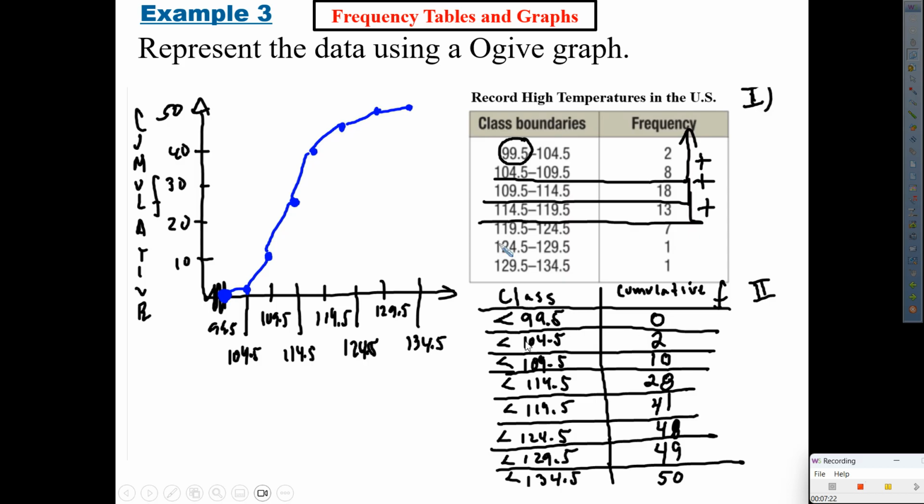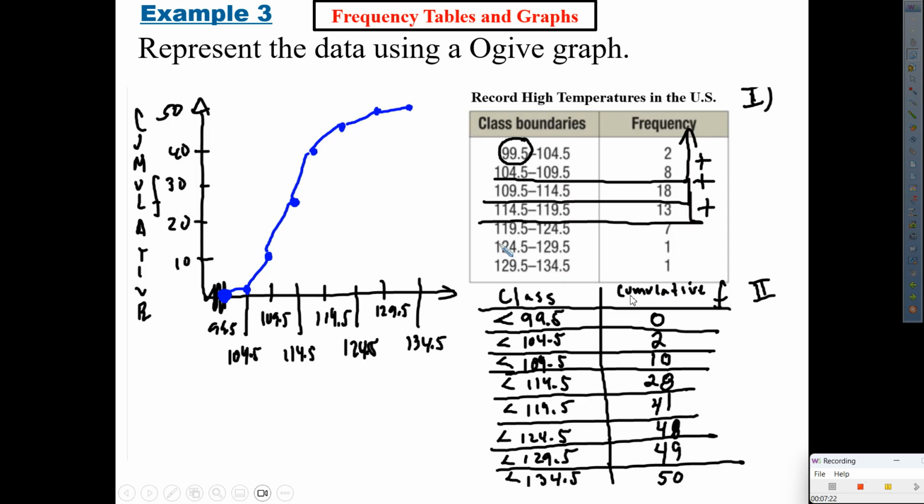Next one, 104.5. Here it is, 104.5. What was the frequency below 104.5? It is 2, that's why I wrote 2. Next, 109.5. 109.5 is right here. So I'm focusing on these boundaries on top. The frequency for here is 8, but anything below that includes the 2. So 8 plus 2, that gives me 10.